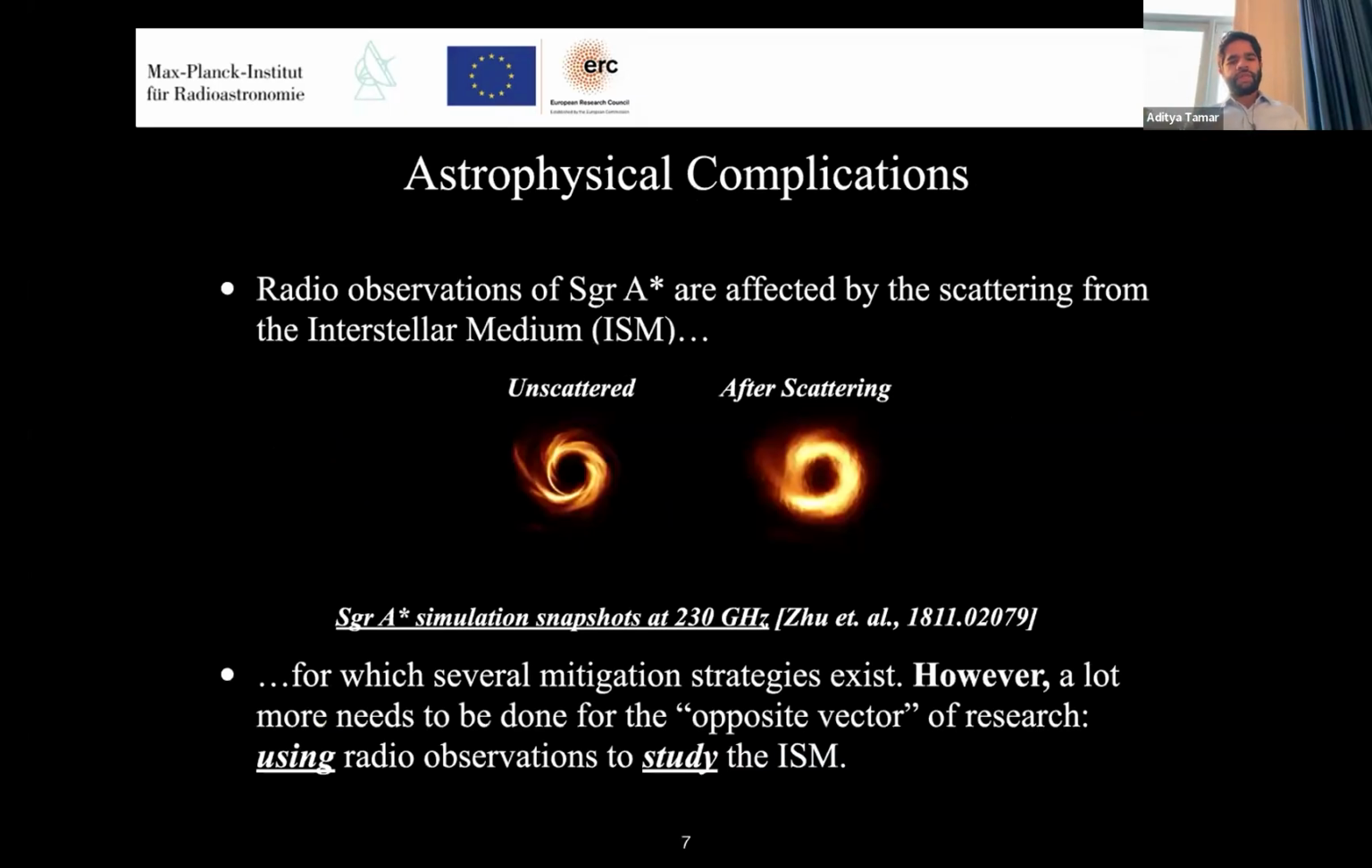But the story is not that straightforward. There are astrophysical complications. In particular, the radio observations of Sagittarius A star are affected by scattering from the ISM, for which several mitigation strategies exist. But at least the outlook of this paper is that a lot more can be done to look at the opposite vector of research, in which we use radio observations to actually study the properties of the ISM.